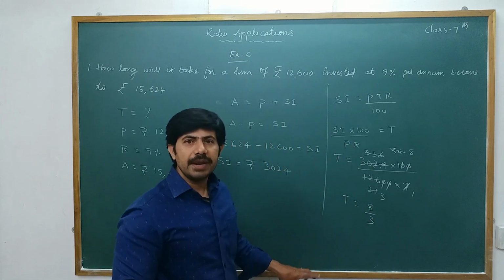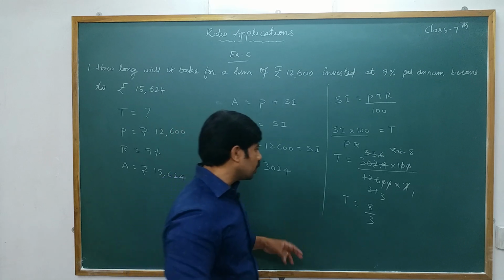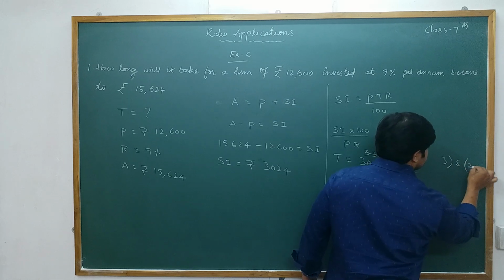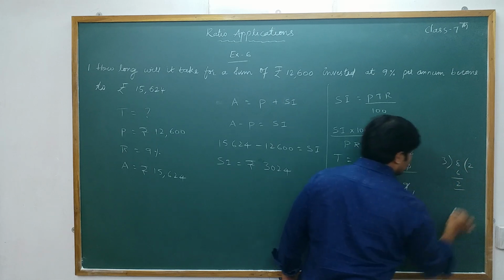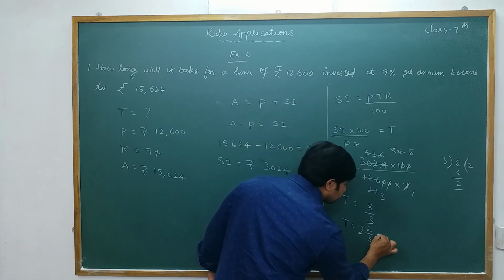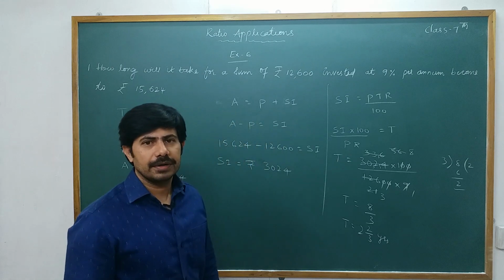So what is 8 by 3? If you divide this 8 by 3, it comes to 2.6, or we can write it in mixed fraction. So if you are writing in mixed fraction, 3 twos are 6, remainder 2. So the time will be 2 2 by 3 years. Okay. So this is completed.